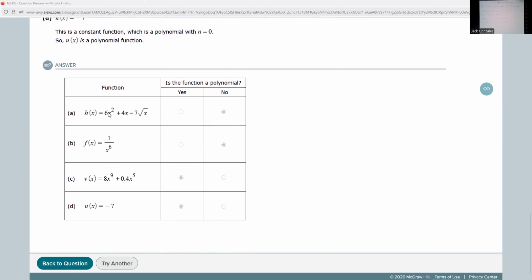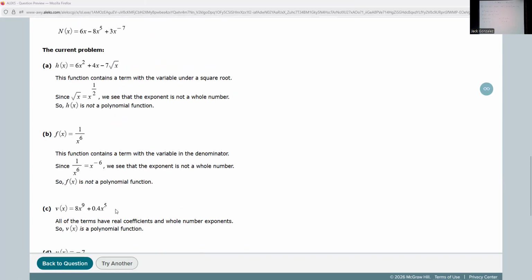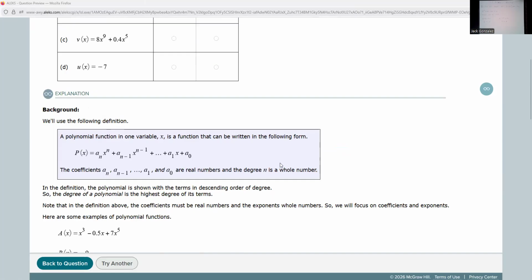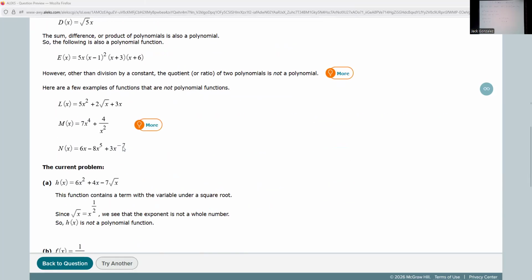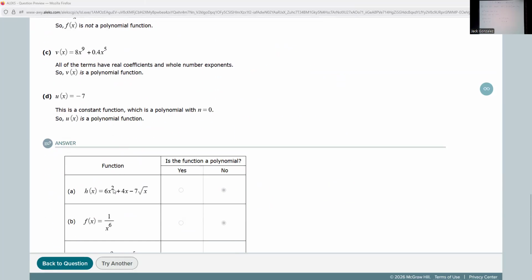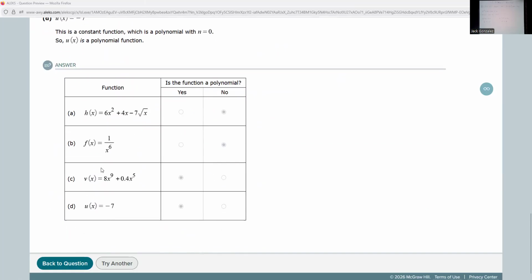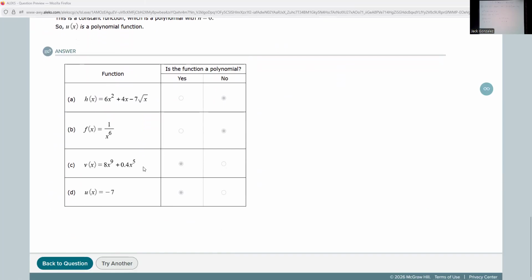So to answer the question, A, no, because the square root is a fractional power. B, no, because x to the negative 6 is a negative power, or 1 over x to the 6, is not a polynomial. C and D are polynomials because 9 and 5 are fine, and negative 7 is a constant. So it fits this definition. So the easy way to understand is the powers need to be positive and whole. As long as that's the case, then you're good. A was not a whole number, B was not positive, so there you go.